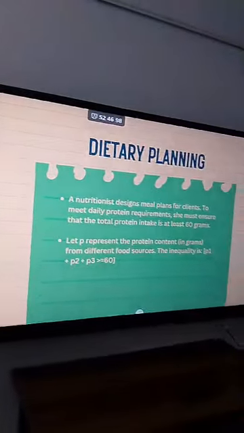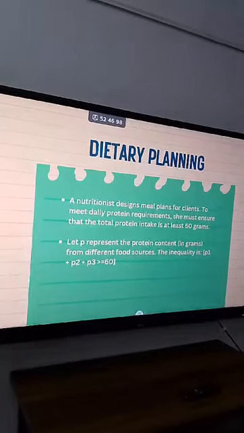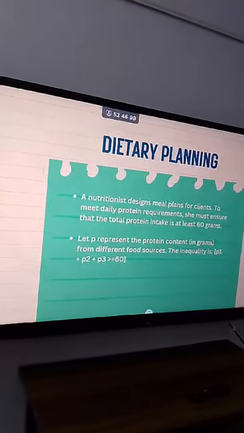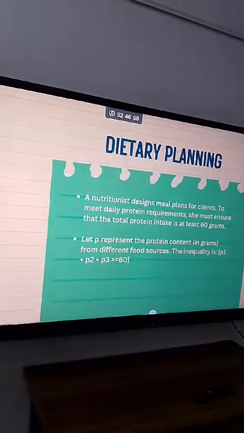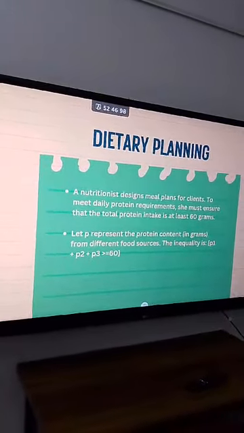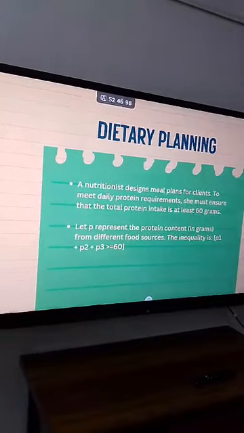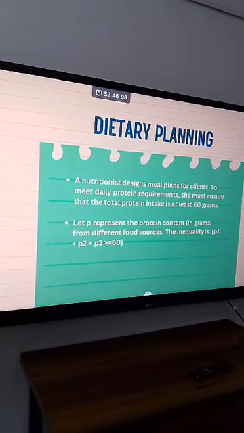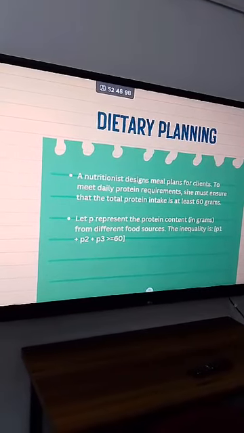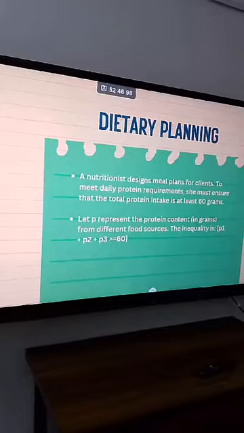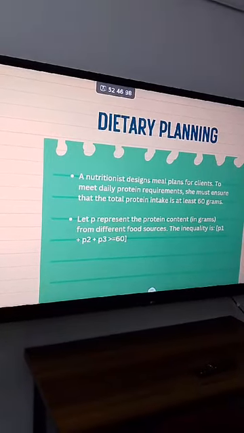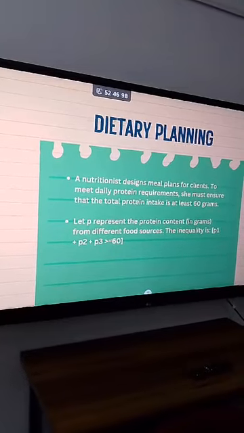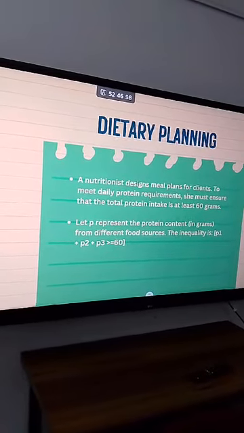Now, dietary planning. A nutritionist designs meal plans for clients to meet daily protein requirements. She must ensure that the total protein intake is at least 60 grams. Let P represent the protein content in grams from different food sources. The inequality is P1 + P2 + P3 ≥ 60.